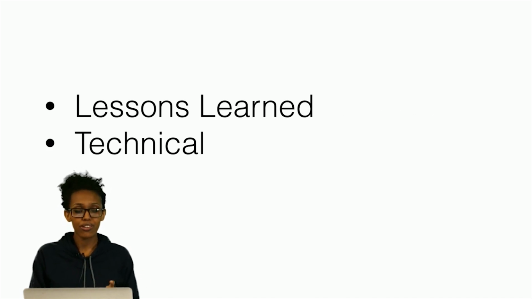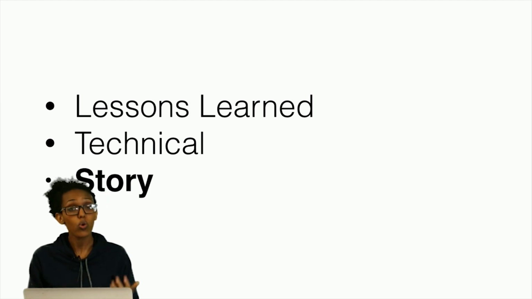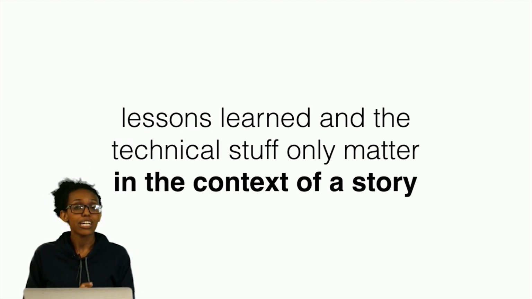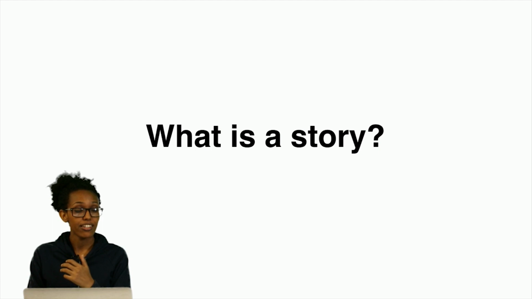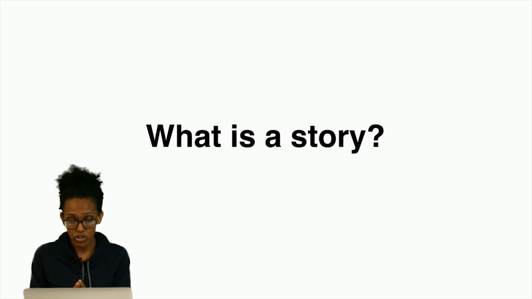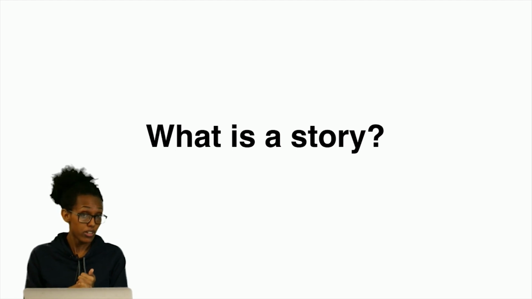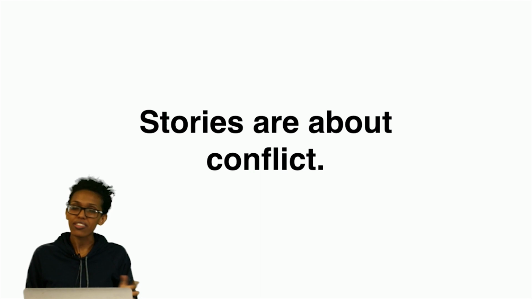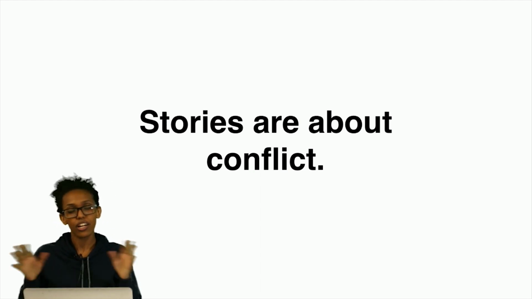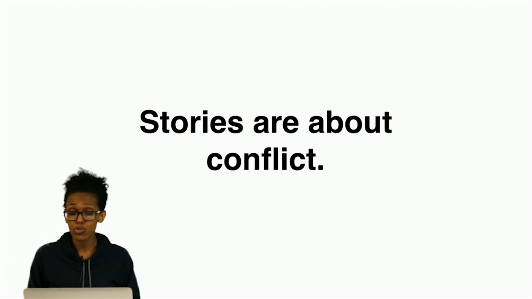So if we go through these 3 points, we end up with the story. Lessons learned and technical stuff only matter in the context of the story, which brings us to the question, what is a story? Now, this seems like a very obvious question, but based on a lot of answers I've gotten, I'm going to go ahead and say that we need to review this together. Stories are about conflict. I think the easy way to think about stories is, oh, there's a beginning, middle, end. No, screw that. That's not what matters. What matters is there's a problem.